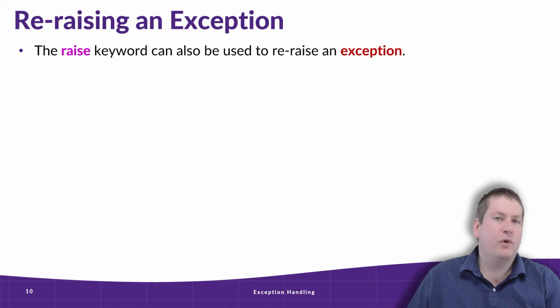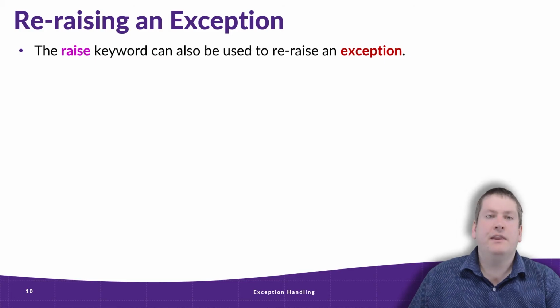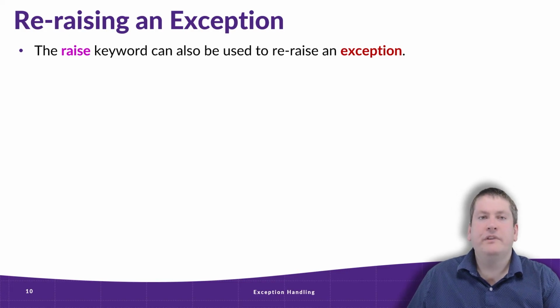Now, we could raise a new exception using the raise keyword and say the exception's type and then the message. But the issue with that is it's going to lose some information in that exception object, because that would create a new exception. That means it wouldn't have the same traceback information, it wouldn't have the history of where it came from and all the functions it propagated through.